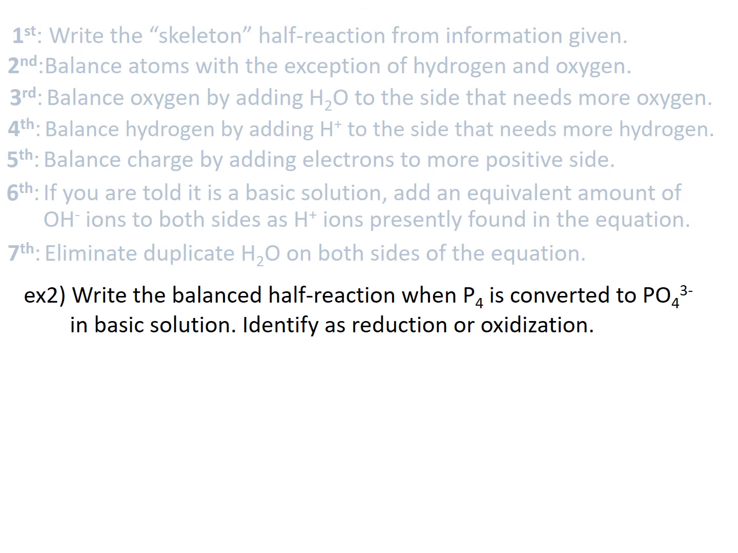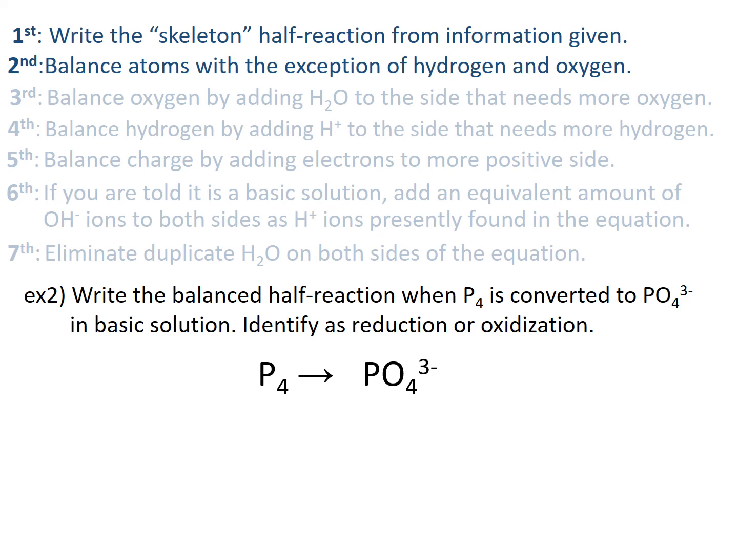Example 3. Write the balanced half reaction when P4 is converted to phosphate ion in basic solution. Identify as reduction or oxidation. So write the skeleton half reaction from the information given. P4 is turning into phosphate ion. Step 2. Balance atoms with the exception of hydrogen and oxygen. So I will have to balance out my P's. I've got 4 P's on the left, I'll need 4 P's on the right.